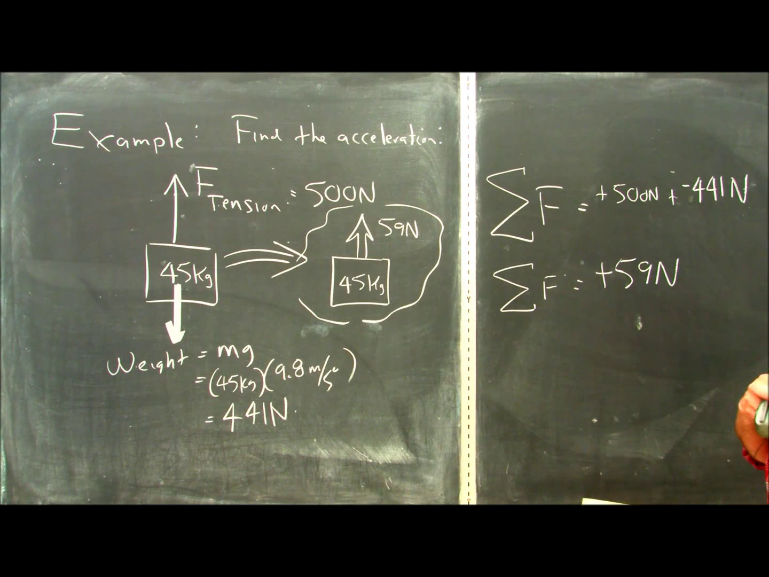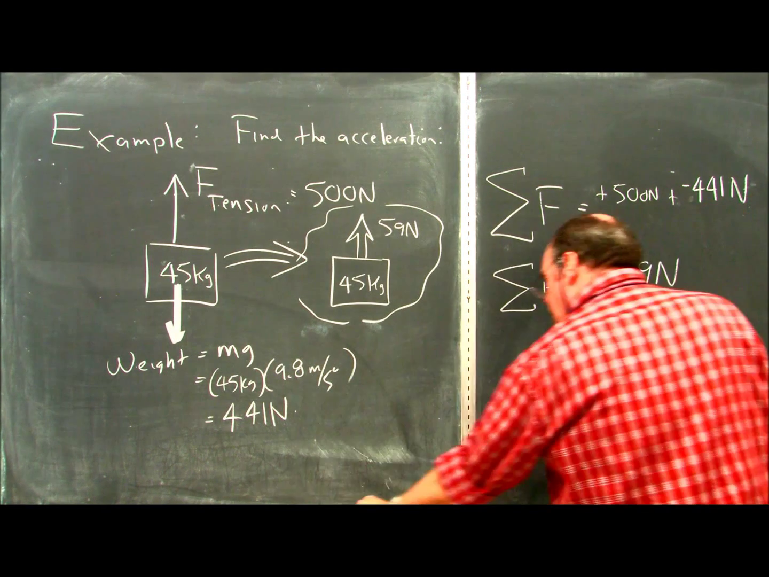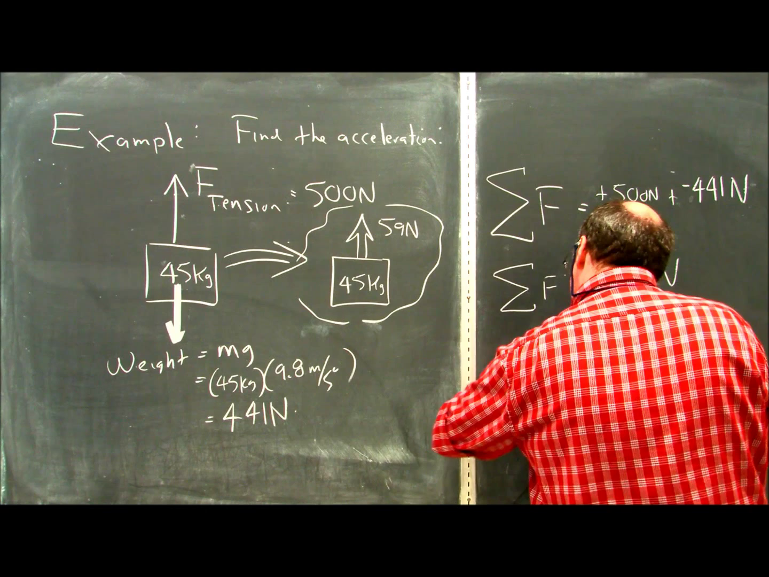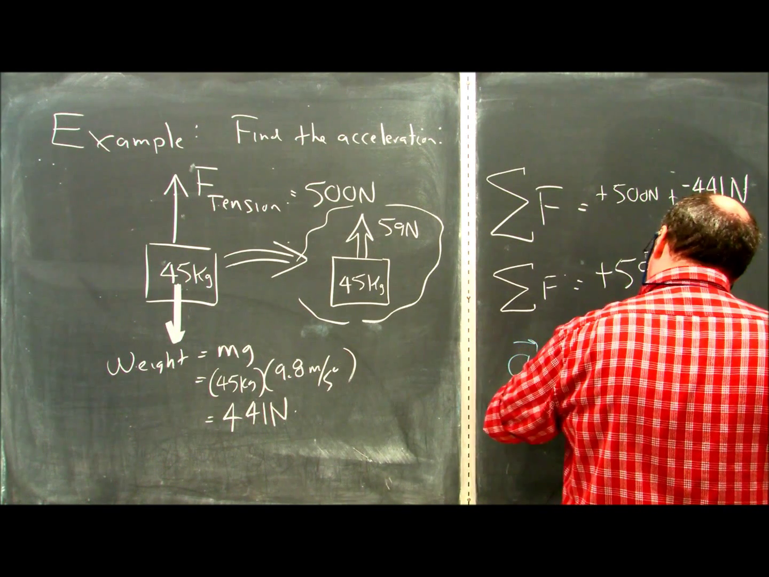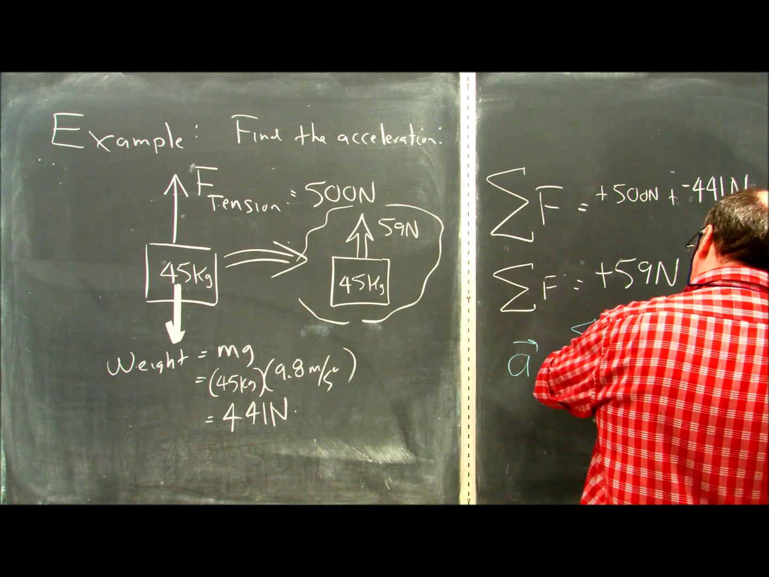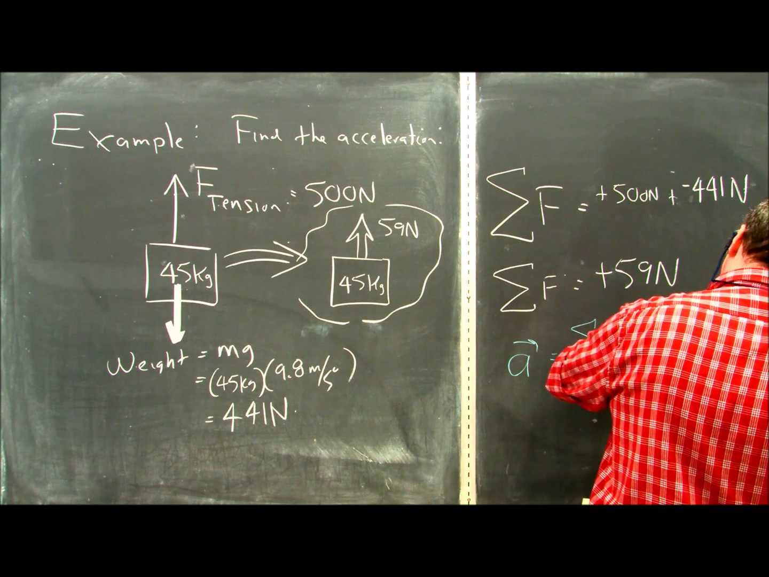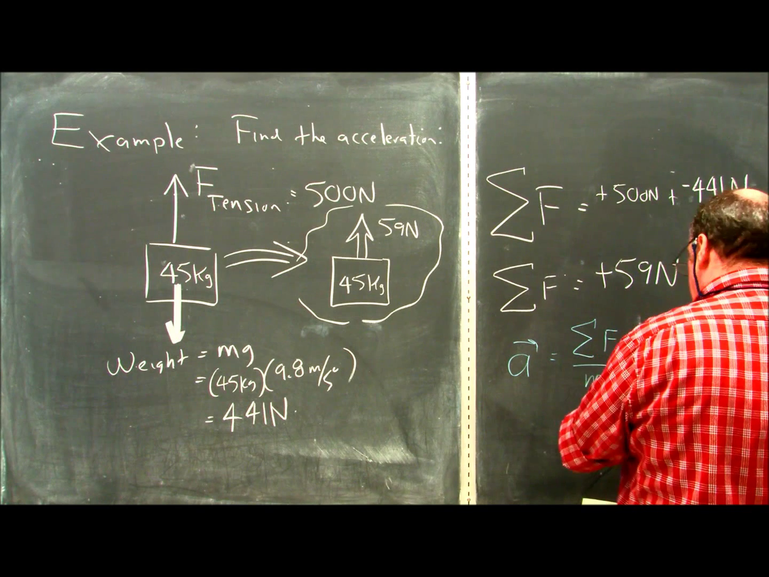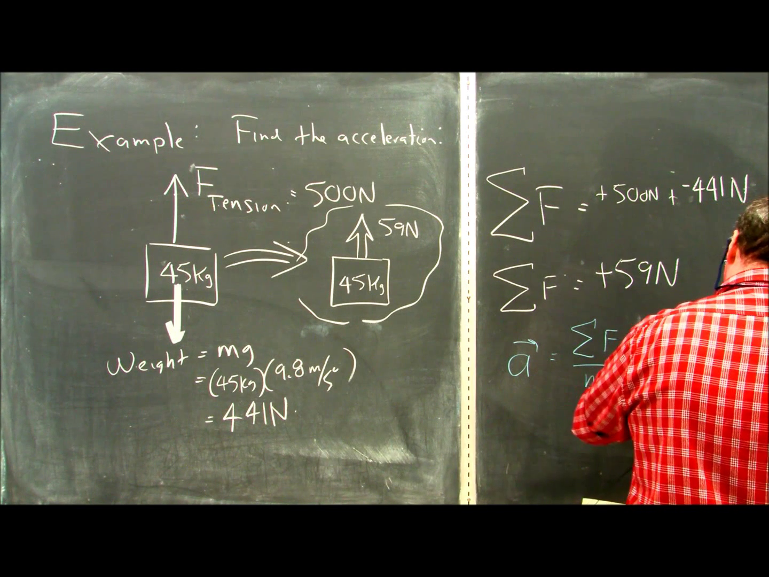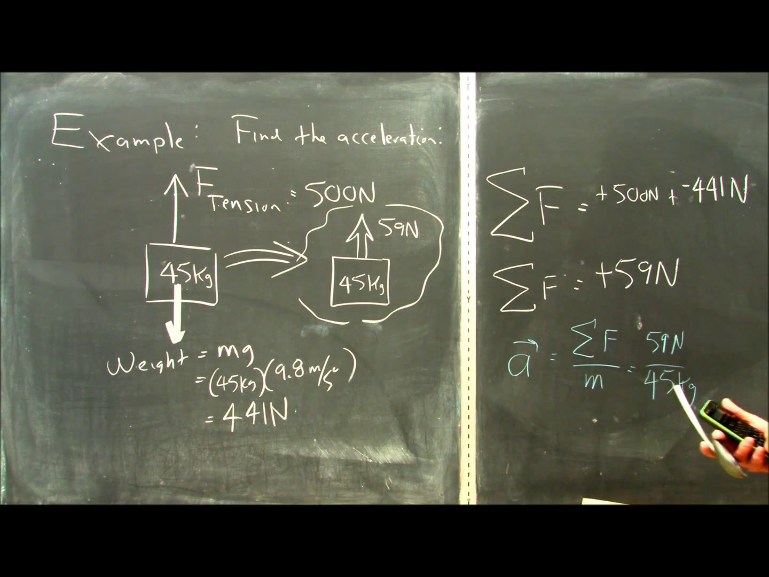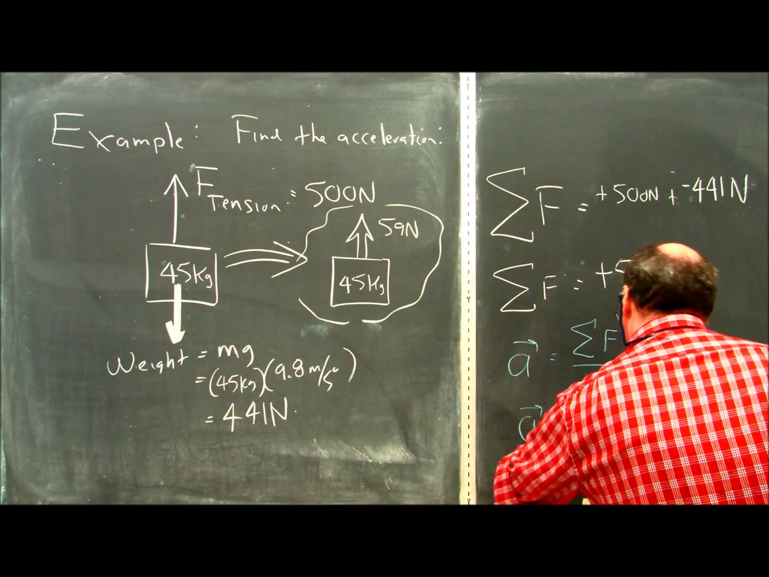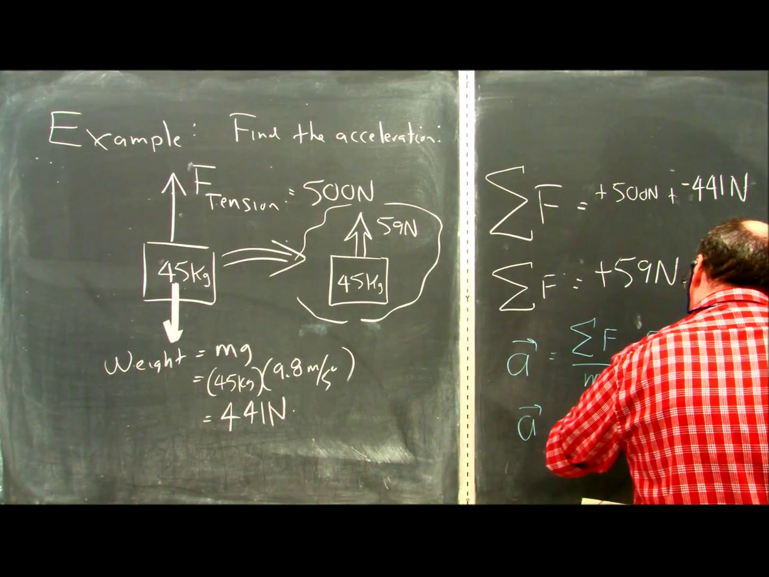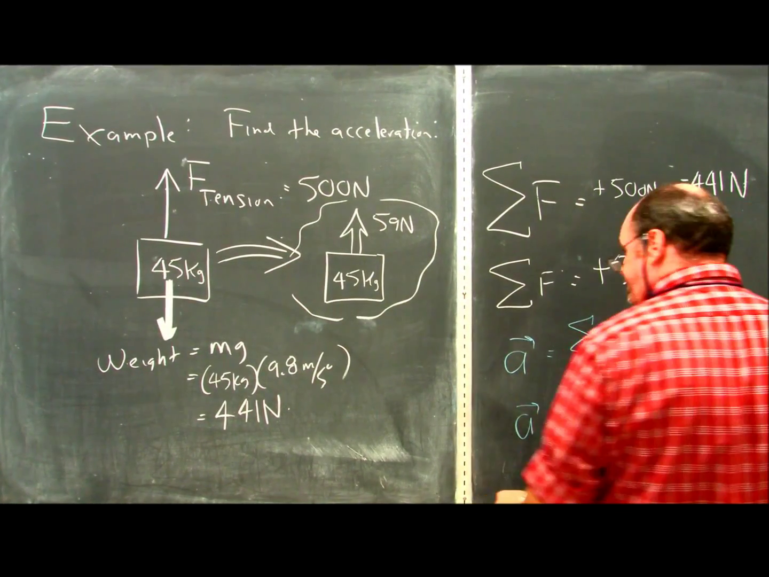So how could I get the acceleration based on this? Well, I could say the acceleration is equal to the sum of all the forces over m. So it's going to be 59 newtons divided by the mass, which is 45 kilograms. So the acceleration rate is 1.311 meters per second squared.